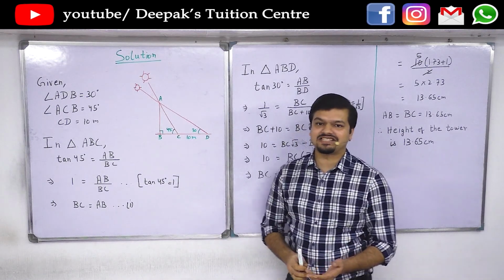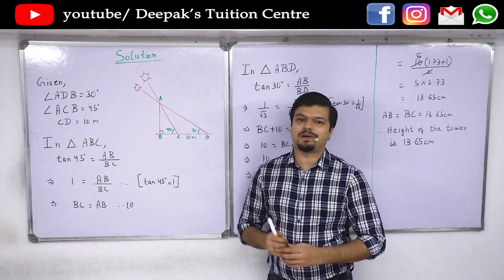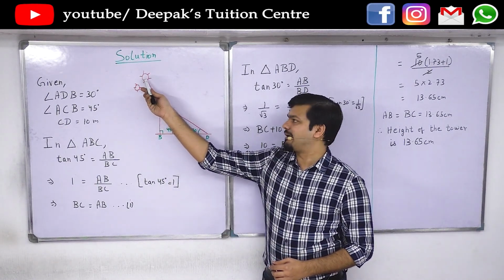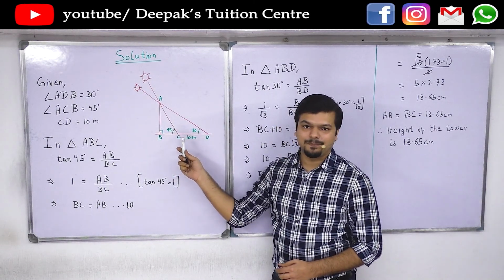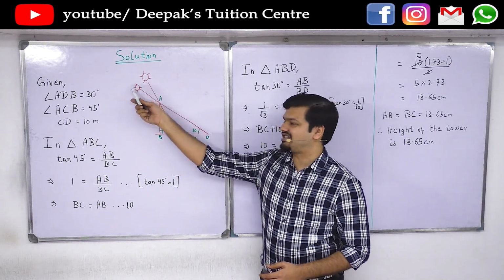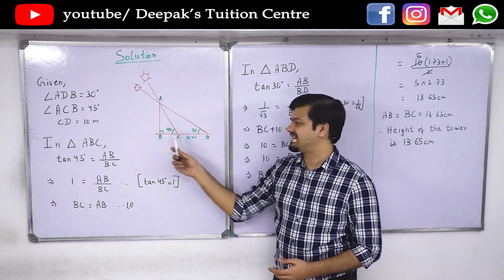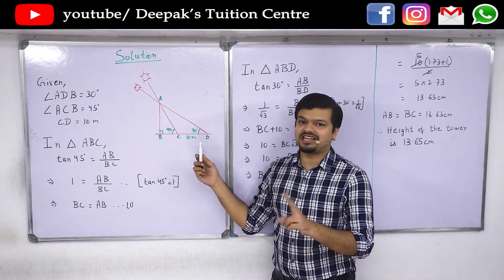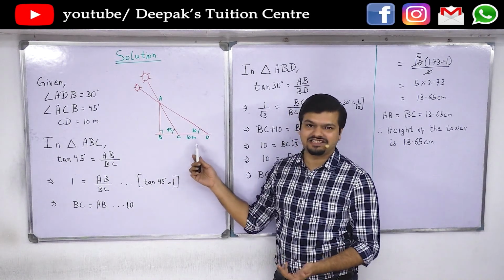Now the question states that due to change in altitude, the length of the shadow increased by 10 meters. So suppose the sun was in this position, then the shadow was the length of BC. And if now the sun changed its position, and because of that the length of the shadow increased, therefore now the length of the shadow is BD. Since the shadow increased by 10 meters, the gap between BC and BD, that is CD, is 10 meters.